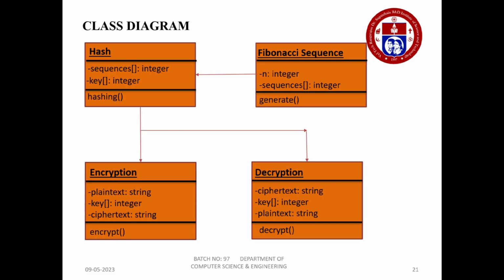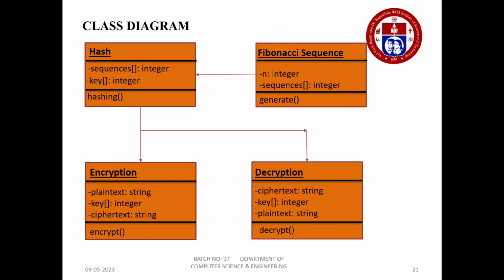In class diagram, we have mainly 4 classes. The first, starting class is Fibonacci sequence. Here, we generate the number of sequences using the generate method. N integer contains the starting number of the sequence, and then the sequences integer list contains the output of the generate method. We will pass the sequence list to the hash class.